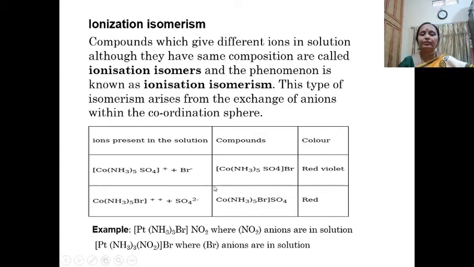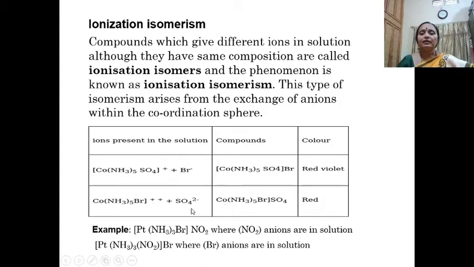For example, consider pentaammine sulfato cobalt bromide and pentaammine bromo cobalt sulfate. Both have the same composition. The color of this compound is red, and the color of the other is red violet. But when they are taken in solution, this compound gives bromide ions. How do I know I get bromide ions? When the solution is tested with silver nitrate, we get a pale yellow precipitate.